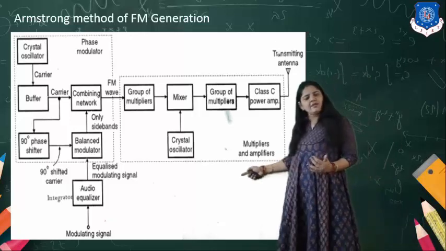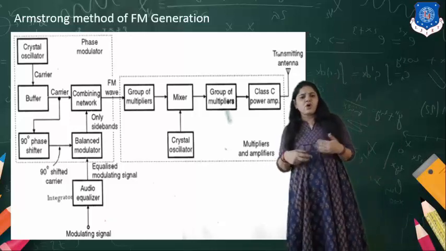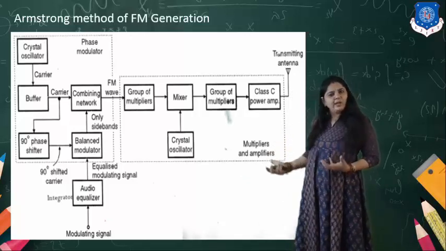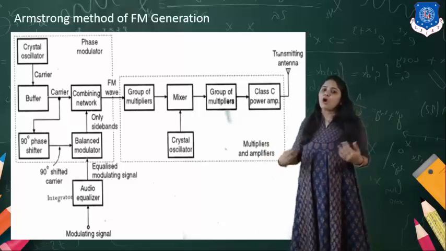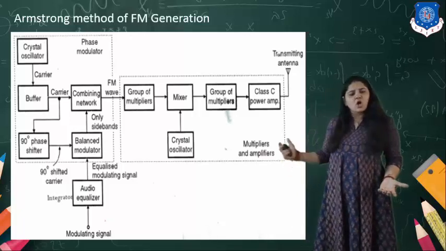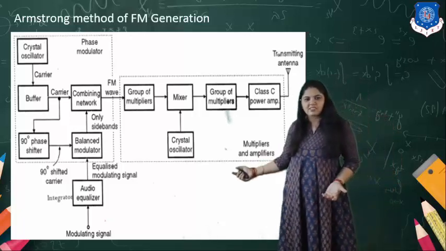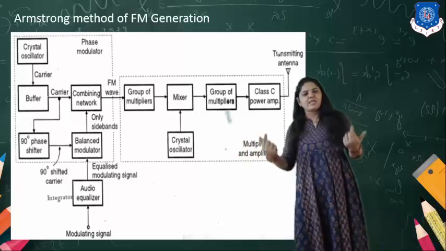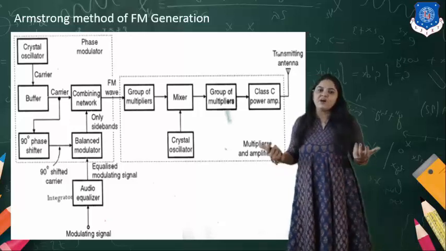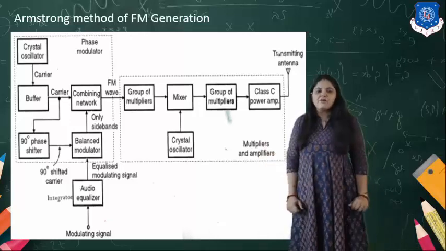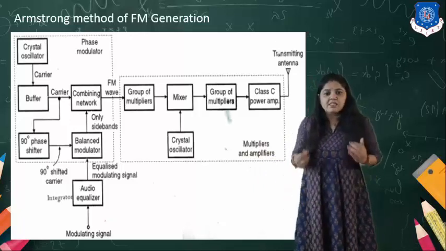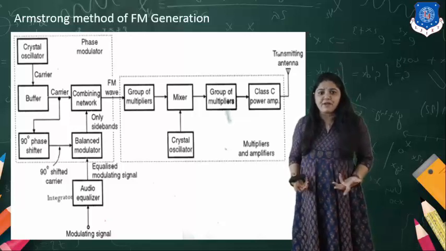Here you can see that the modulating signal is also applied, which provides the equalized modulating signal output, and it can also be added with the balance modulator output. So according to the amplitude of the modulating signal, this sideband amplitude can also be varied, and according to that the frequency and the phase can be varied for this particular FM wave. Now the output of this FM wave is the narrowband FM.